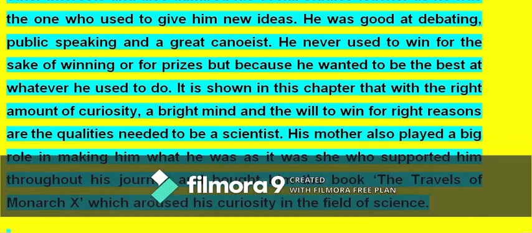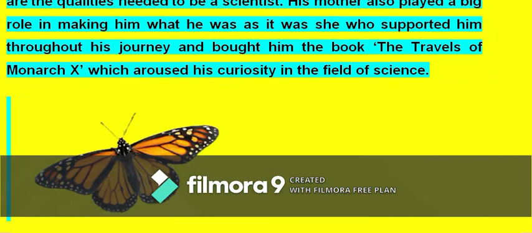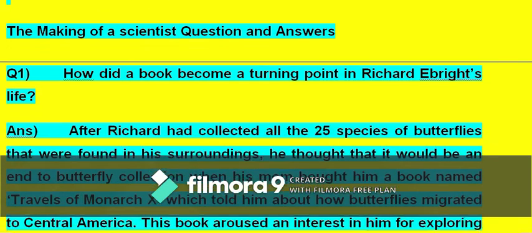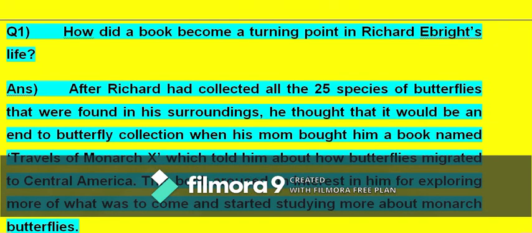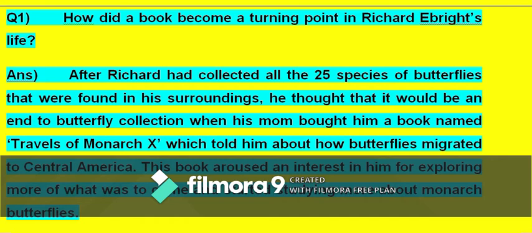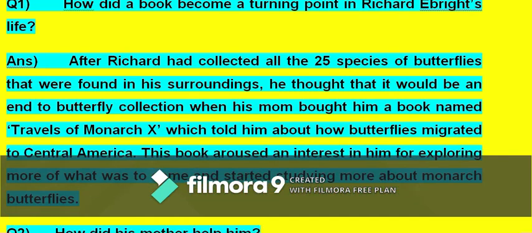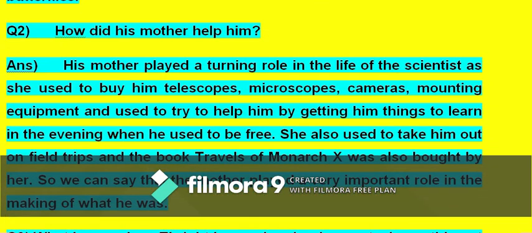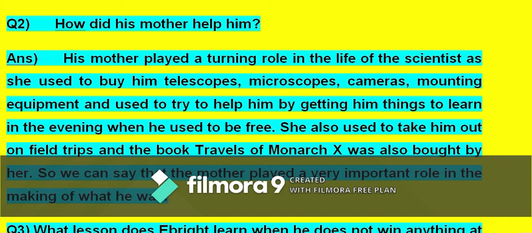We've gone through the question answers, we have gone through the summary. Now let us proceed to the question answers. I request the students to pause the video and read the question answers. How did the book become the turning point in Richard Ebright's life? The next question is, how did his mother help him? Pause the video and read the answer.